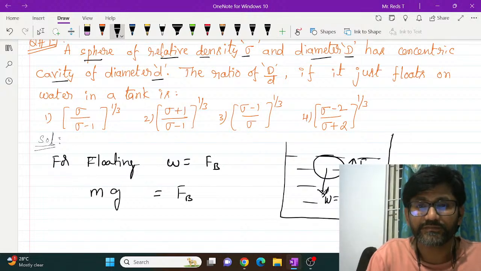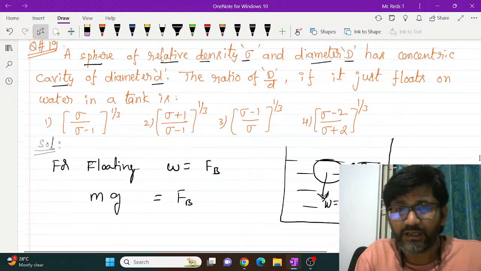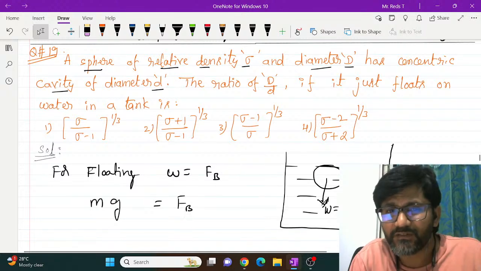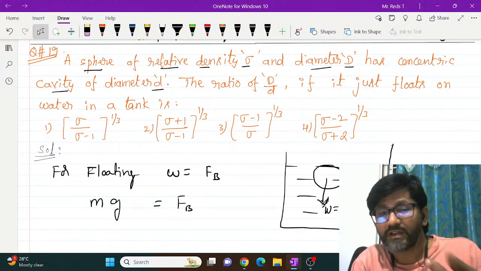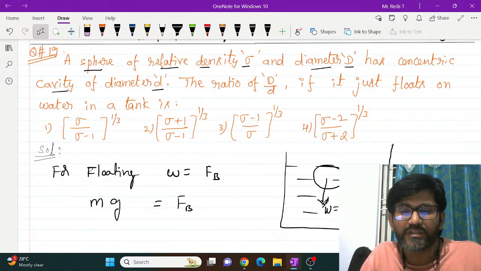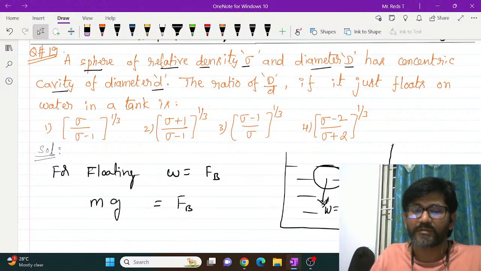See what is here. Mass of the object is given as m into g. M is the mass of the floating body, the sphere here. It is not given, but the density of the body is given, and options are also given in terms of density only. So you have to replace everything in terms of densities and simplify. Then you have to find the ratio of capital D by small d.